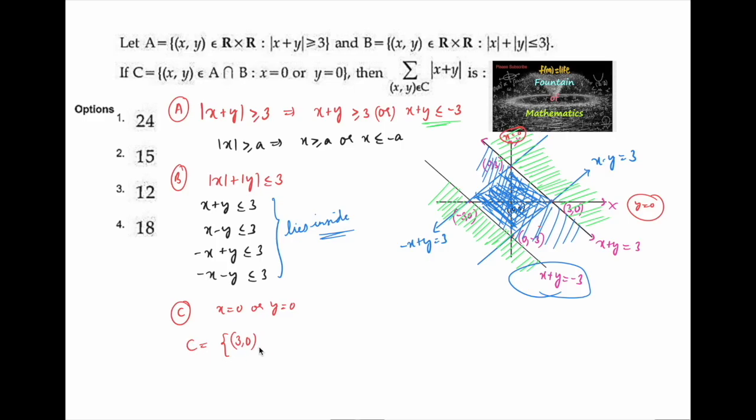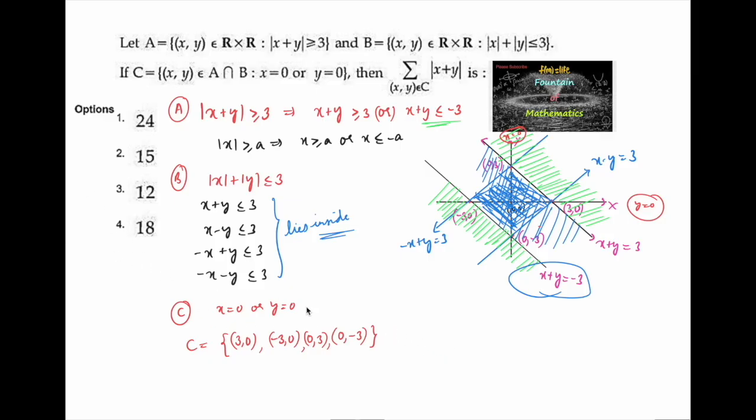So you can see the common solution of both set A and set B: we can find 3 comma 0, minus 3 comma 0, 0 comma 3, or 0 comma minus 3. So we need to collect the points which are common and also lie on either the x-axis or y-axis. So these are the 4 points.